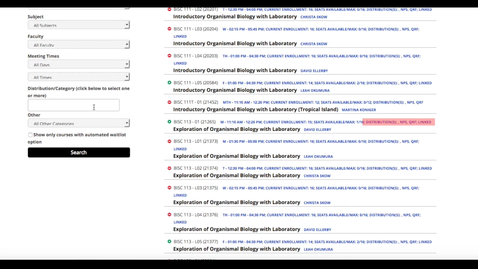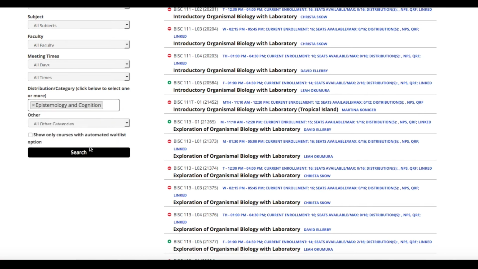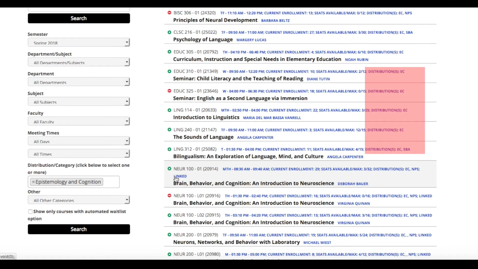You'll see that the acronyms denote which distribution requirements they fulfill. For instance, if you're looking for a class to satisfy epistemology and cognition, you can always choose that setting in the filters. After your first semester is over, you'll be able to go onto your My Wellesley portal page and find out which distribution requirements the classes you took first semester fulfill. When you get closer to graduation, you'll need to select which classes you want to count for which requirement.